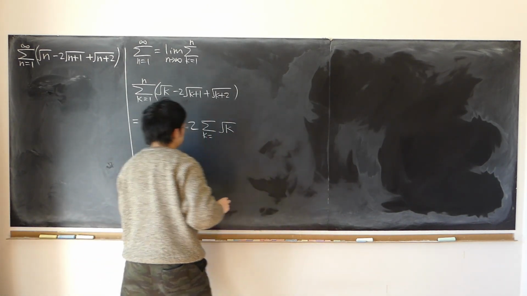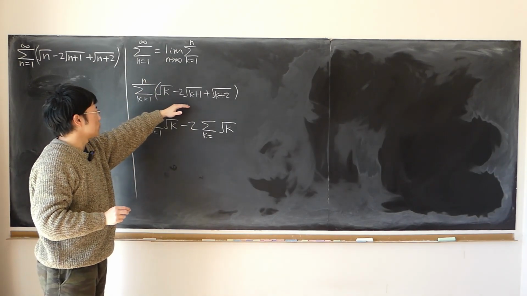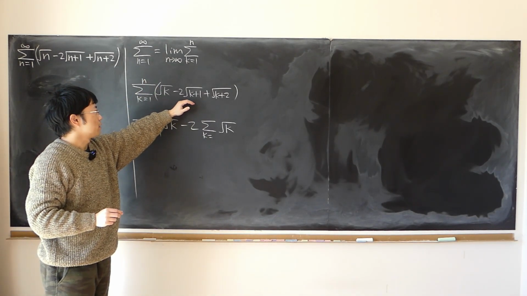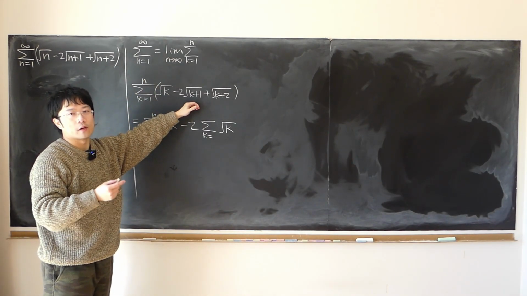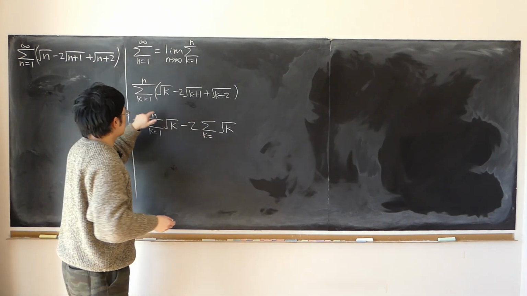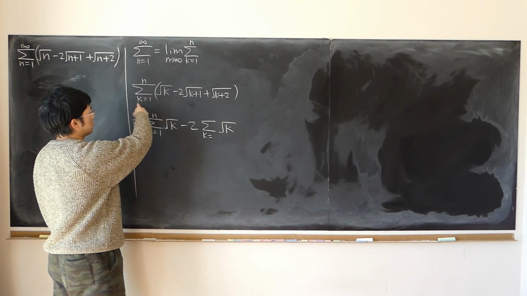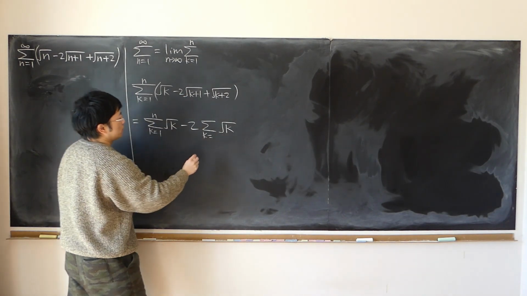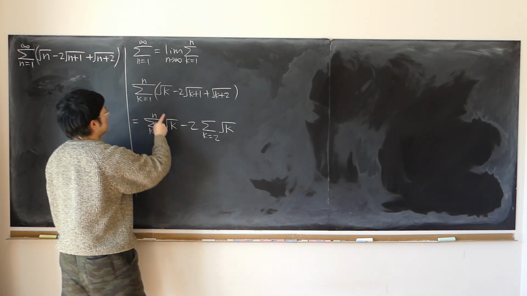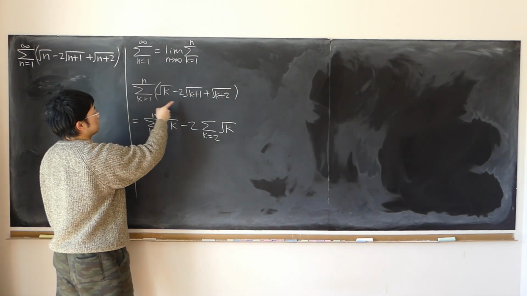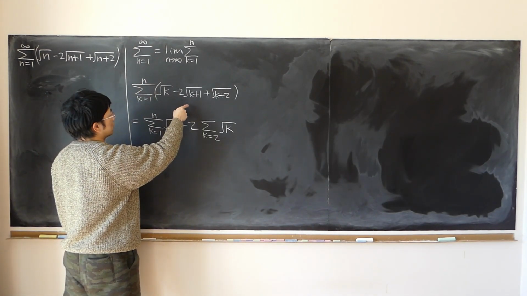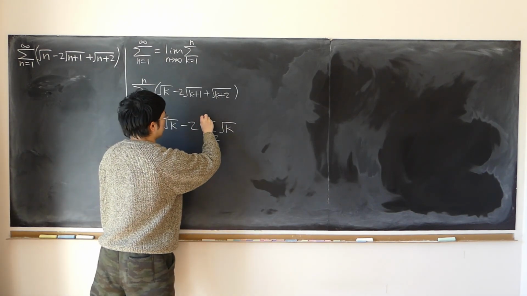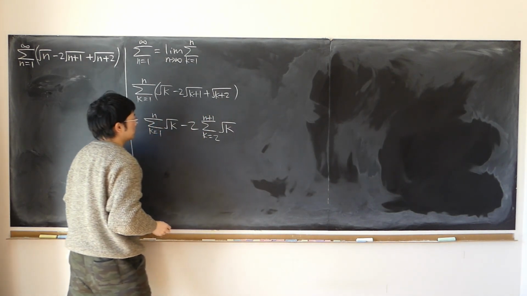I am allowed to do that because k, remember, is just a dummy index. It just indicates where we start and where we end, right? Since we start from 1, inside the square root we start from 2. Again, we end at n, so inside the square root we end at n plus 1. That's all it means, nothing more.